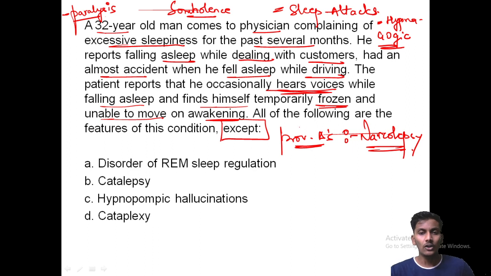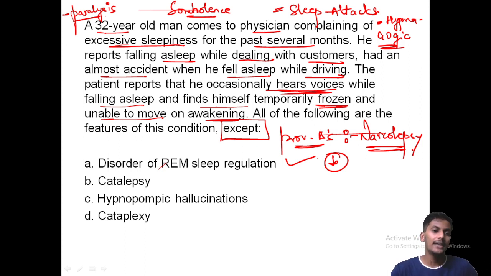So now they are asking, all of the following are the features of this condition except. So what can be seen in narcolepsy? Let's see. Option A, it is a disorder of REM sleep regulation. Yes, it is a disorder of REM sleep regulation, right? There would be decreased latency of REM sleep seen in cases of narcolepsy, right?